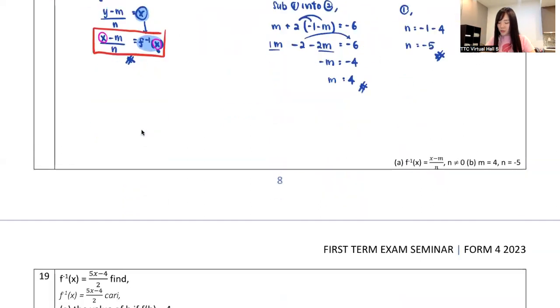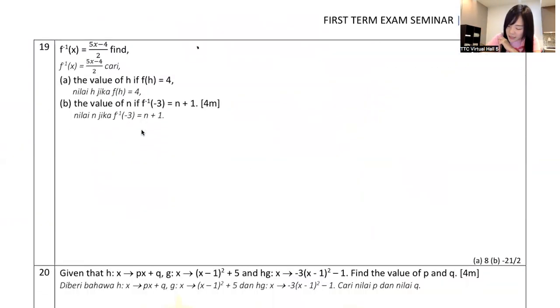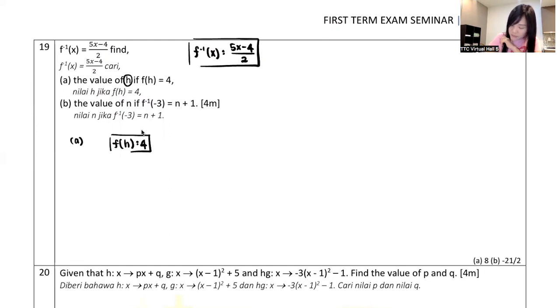Done. Continue. Question 19. So 19 again, guys. They give me the F inverse X equation like this. Then they ask me to find the H answer. They say if FH equals 4. So guys, again, how do I do this one? You know that FH equals 4, the original name called Fx.